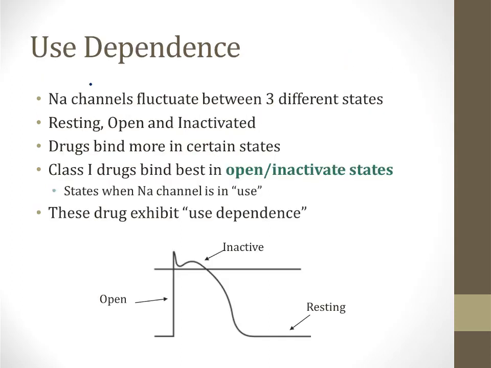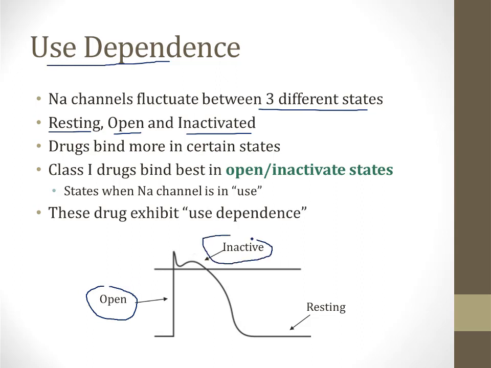Another feature of these drugs is something known as use dependence, so let's talk about what that means now. Sodium channels in cardiac myocytes fluctuate between three different states. They can be in the resting state, the open state, or the inactivated state. If you look at this action potential at the bottom of the screen, the open sodium channel state occurs during phase 0 of the action potential. The inactive state occurs when the membrane voltage is positive, and then the resting state occurs when the action potential is completed.